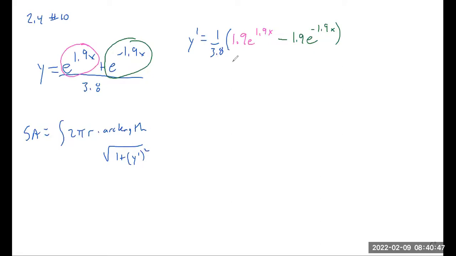All right, so to simplify this a little bit, I'm going to take the 1.9 factor out and divide it into 3.8. And so that gives me 1/2 times e to the 1.9x minus e to the minus 1.9x. All right, so before I go any further, how do we feel about that? Any questions on the derivative there?